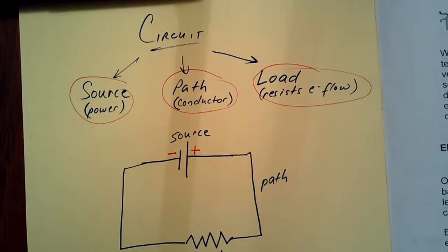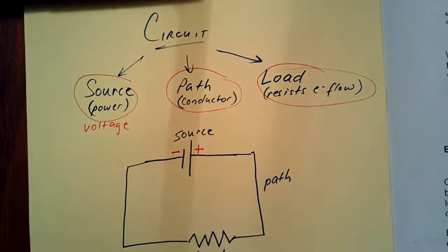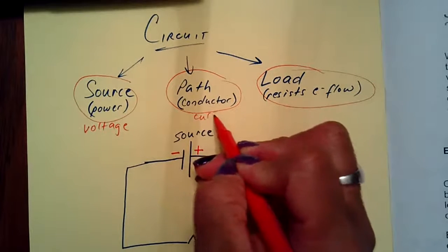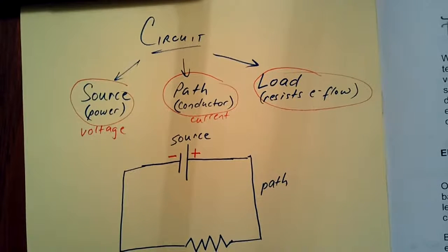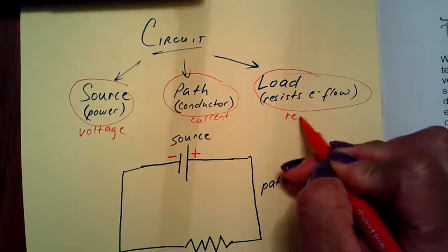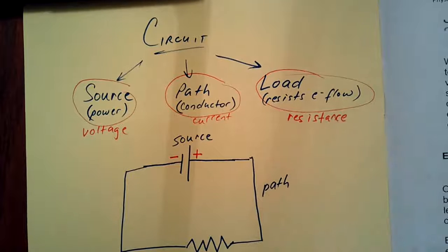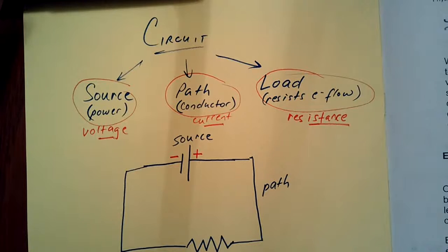So I'm going to write down here, just looking ahead. So the source is the voltage, the path or the conductor where the current is going to flow. Current is flowing through there. And the load that resists the electron flow would be the resistance. So we're going to analyze a circuit in terms of voltage, current, and resistance. So that's just a quick intro to our unit on electric circuitry. So on to lesson 1.